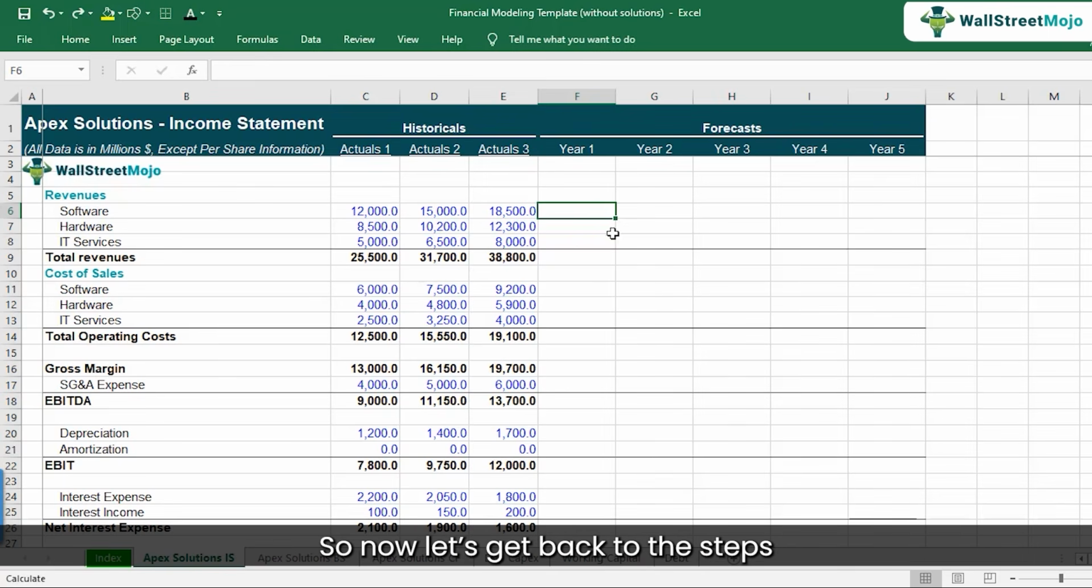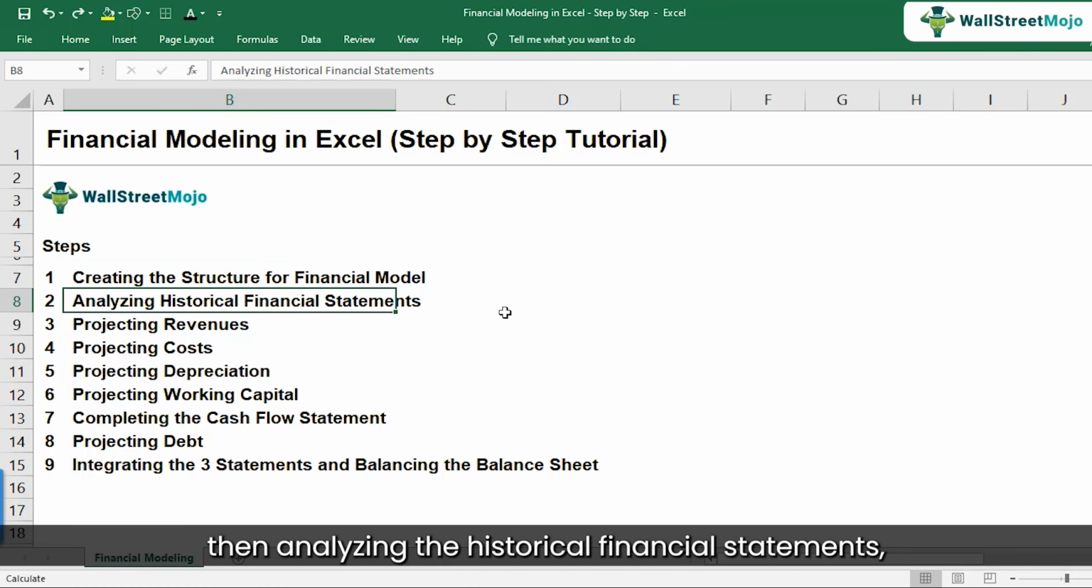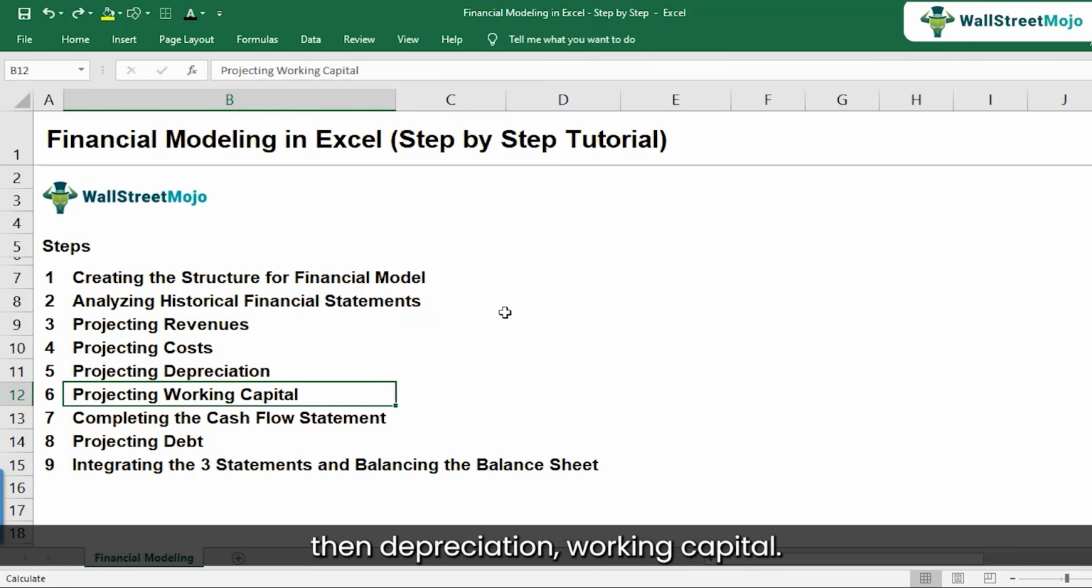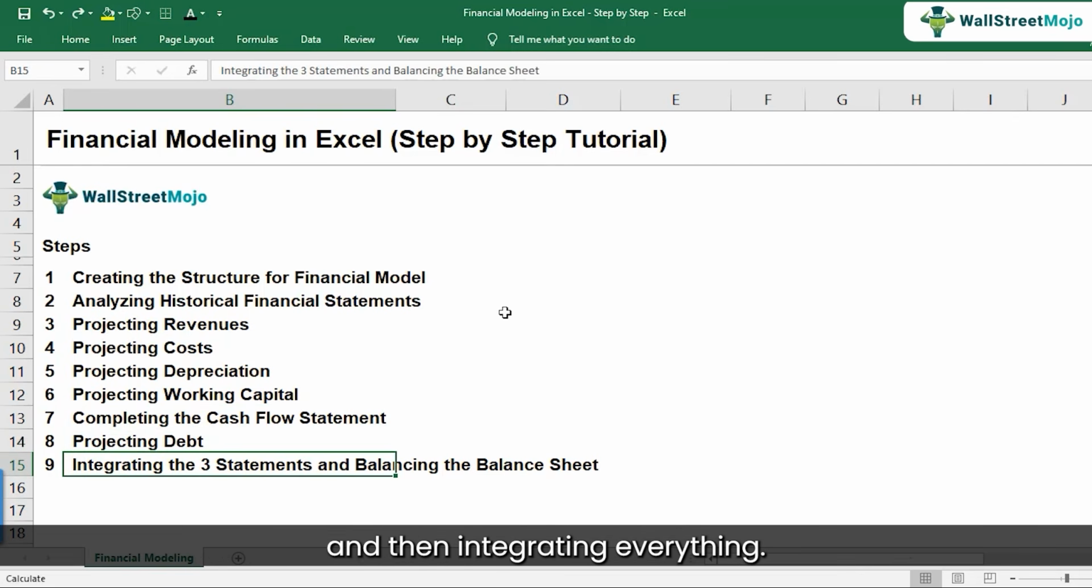Now let's get back to the steps which are mentioned here for creating the financial model. Broadly, I've divided this into 9 steps. First is creating the structure, then analyzing the historical financial statements, projecting revenues, costs, then depreciation, working capital, completing the cash flow statement, then projecting debt, and then integrating everything.